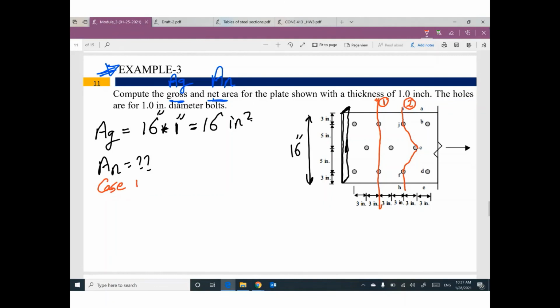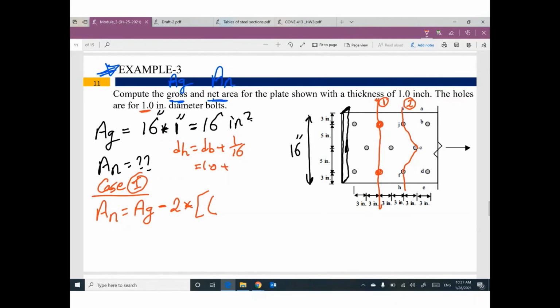Case 1. Area net equals area gross minus how many bolts here, 1, 2, times d hole. Don't forget d hole equals d bolt plus 1/16. So the diameter of the bolt is 1 inch plus 1/16, so you have 17/16, plus another 1/16. Don't forget times the thickness. I can figure out the value of area net in this case: 14.875 inches square.